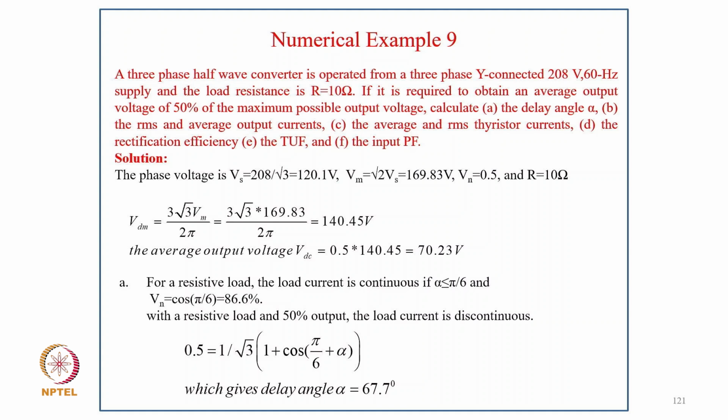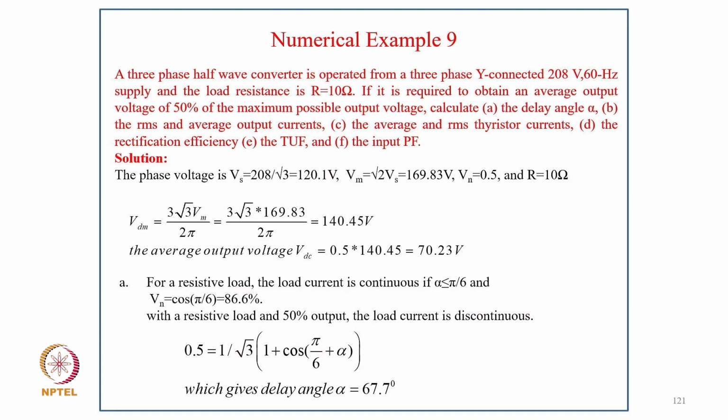Phase voltage is Vs equal to root 0.8 into 3 by 3, that is 120.1, and Vm equal to root 2 Vs, that is 169, Vn equal to 0.5, R equal to 10. So Vdn, 3 root 3 Vm upon 2 pi, becomes 140.45, and the average output voltage Vdc is 0.5, that is 70.23. For a resistive load, the current is continuous if alpha is less than pi, so Vn equal to cos 5 by 6, that is 86.6.